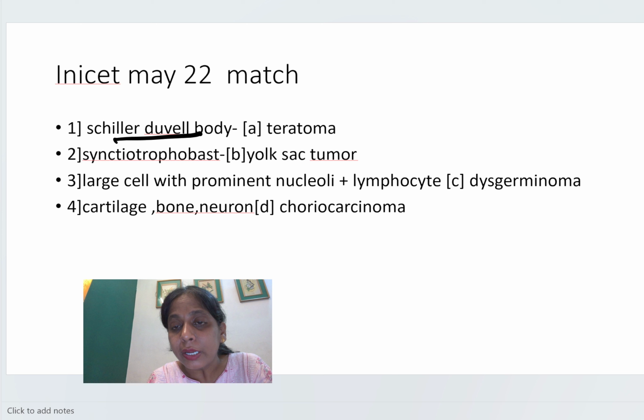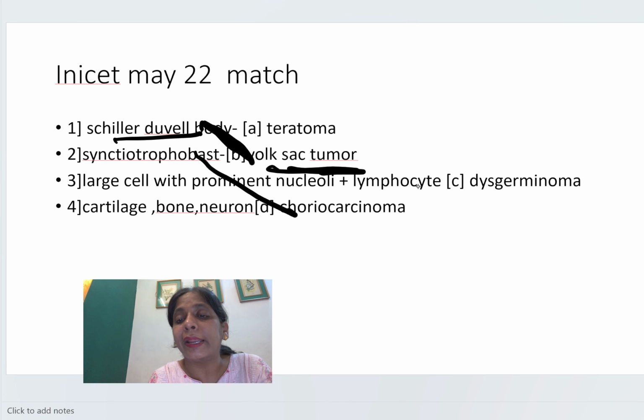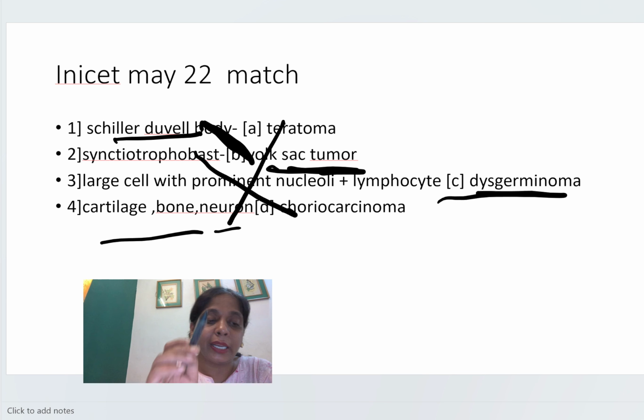It is found in York sac tumor. Matching was there in the INICET exam. Syncytiotrophoblast is found in choriocarcinoma. Large cell with prominent nuclei and lymphocyte, it is found in dysgerminoma. This is correct. And cartilage, bone and neurons are found in teratoma.